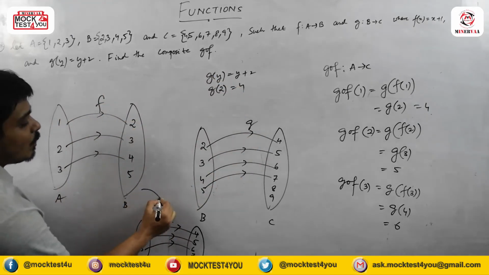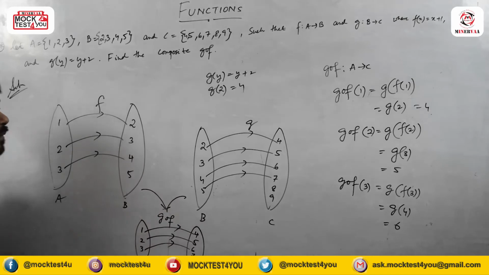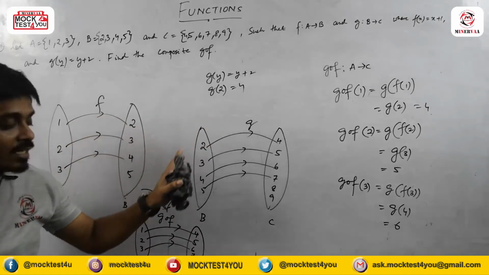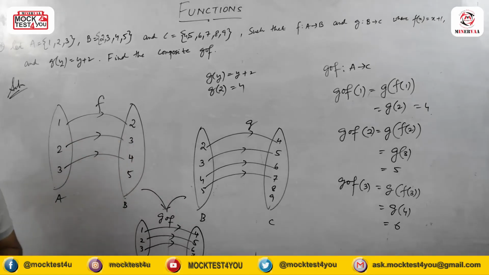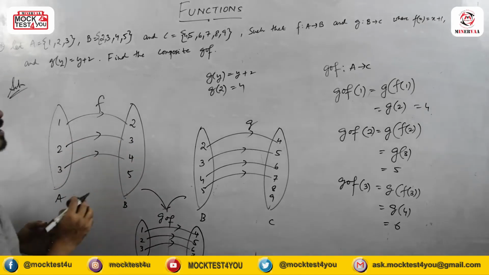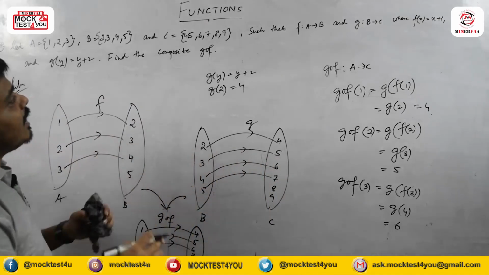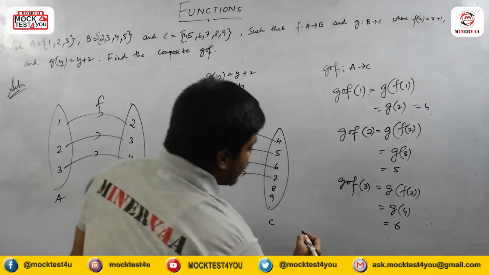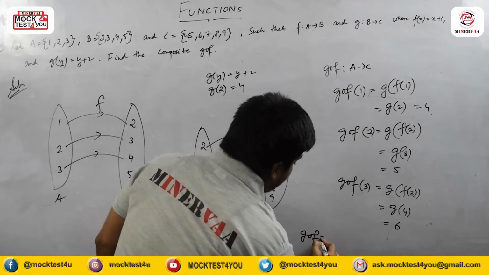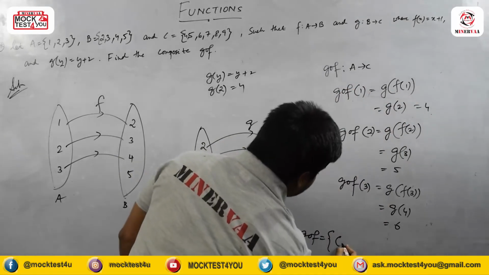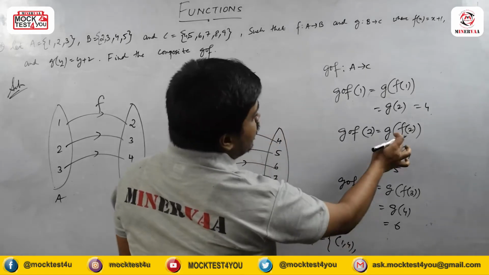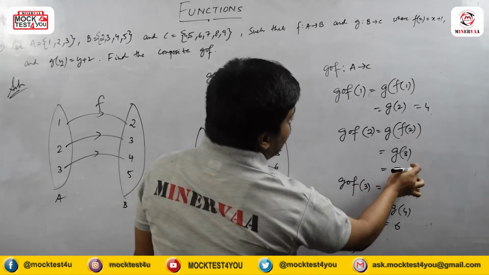We made a mistake while discussing composition of a function. Composition of f and g is g of f. It's not f of g. It will be g of f. Okay, so this question is done. If I have to write the answer, the composite function g of f will be: for 1 it is 4, so 1 comma 4. Then it will be 2 comma 5.